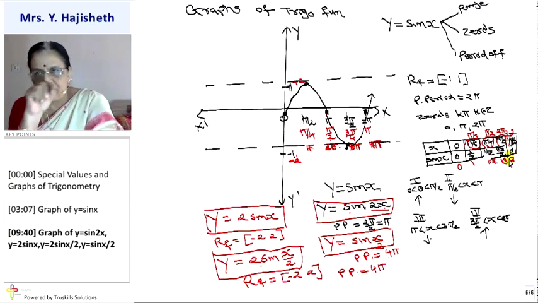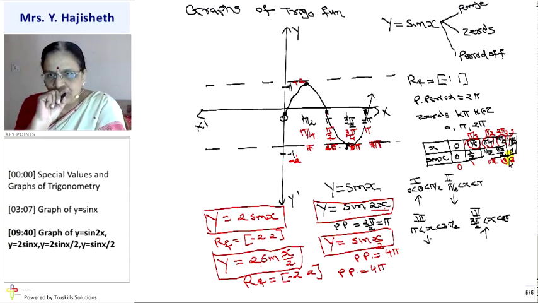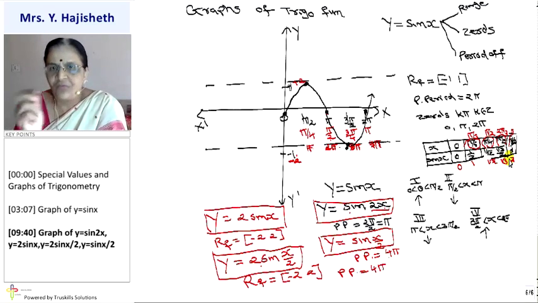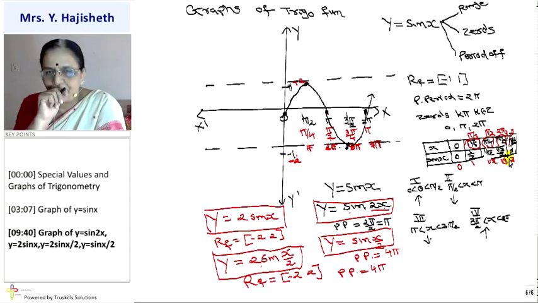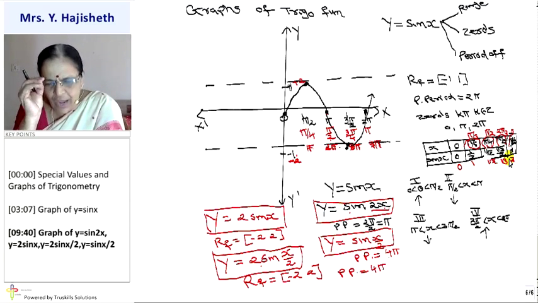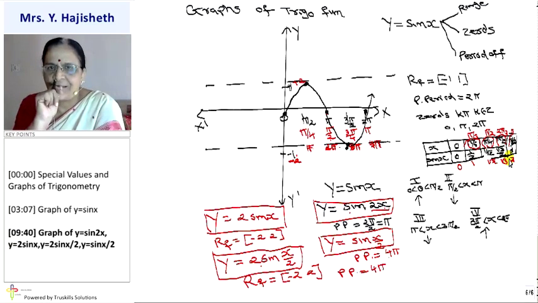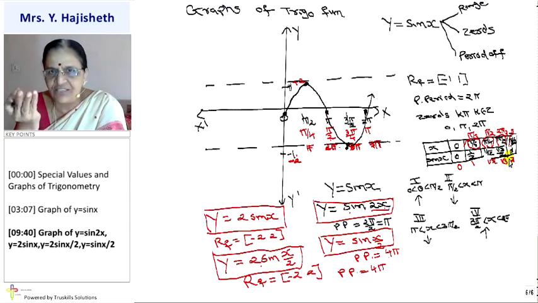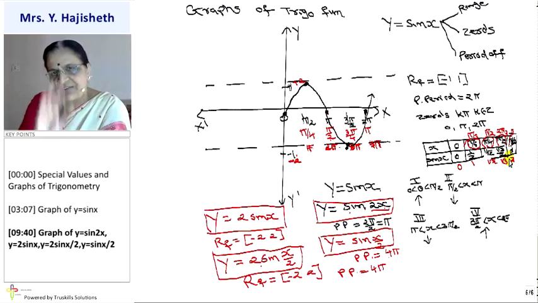Clear? But no one is going to ask you to form a table. Are you clear with the graph of y = sin x, y = sin 2x, y = sin x by 2, y = 2 sin x and y = 2 sin x by 2? Every situation I have discussed with you with the same graph. You keep in your mind, if any graph is asked to you, you first construct the graph of y = sin x and then whatever changes you require to do, you show those changes on the x-axis as well as the y-axis.